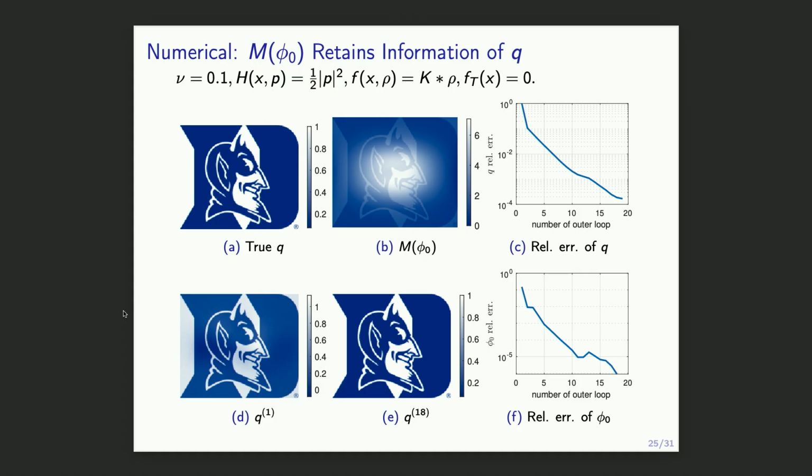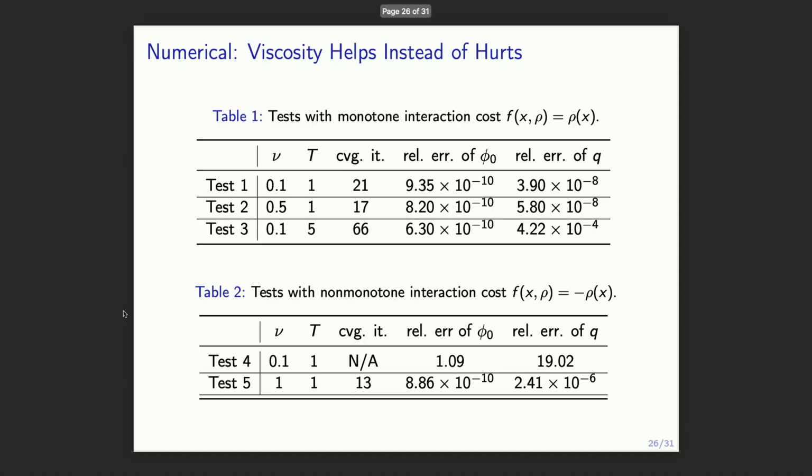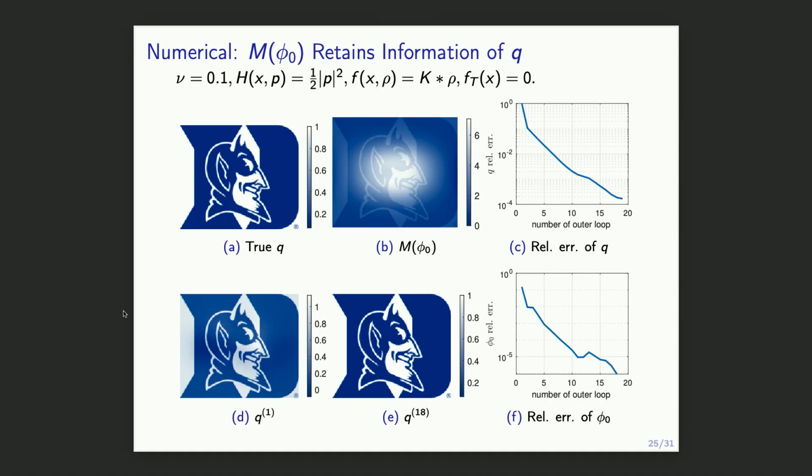And we can actually show that our algorithm converges super fast to a relative error of 10 to the negative 4 in about just 20 iterations. In just one iteration, we capture a large amount of the information, and in just 18 iterations, we converge to a desired accuracy. So that tells us this measurement-induced term, this measurement, really retains a lot of useful information of the ambient potential.